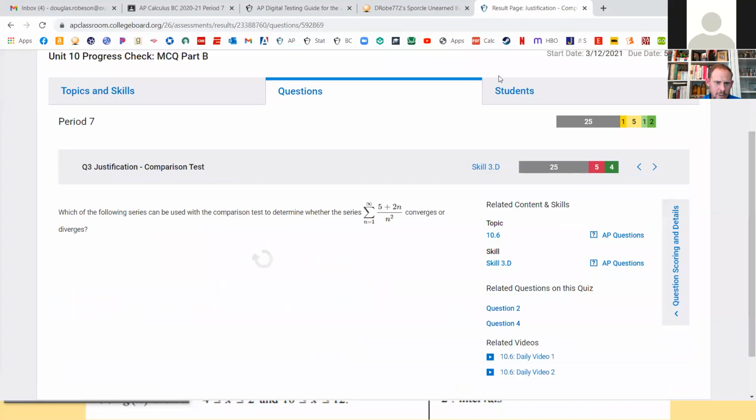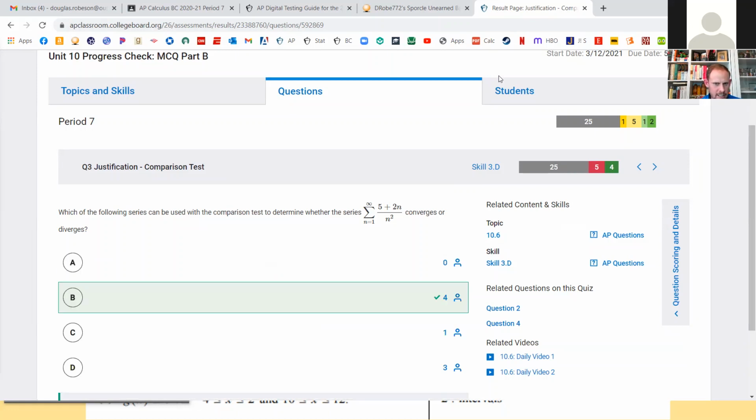Which of the following series can be used with the comparison test to determine whether this series converges or diverges? Well, just looking at this, I know that this series is roughly the same as 1 over n, which is going to diverge. That would be a limit comparison test, though. We want to do just a straight up comparison test.